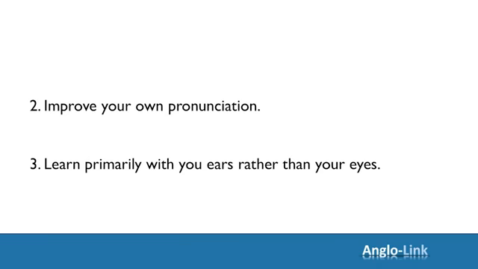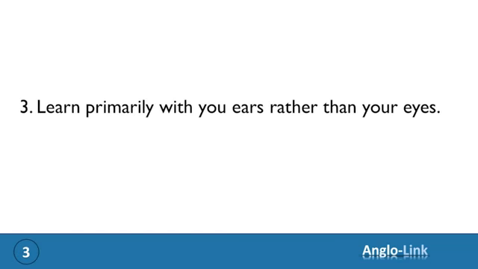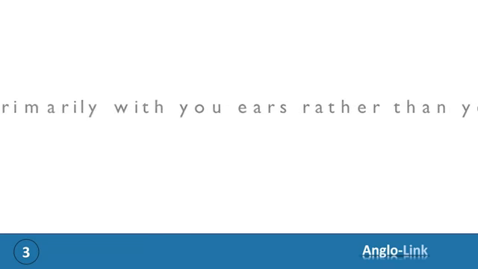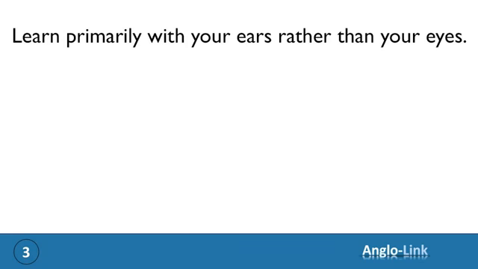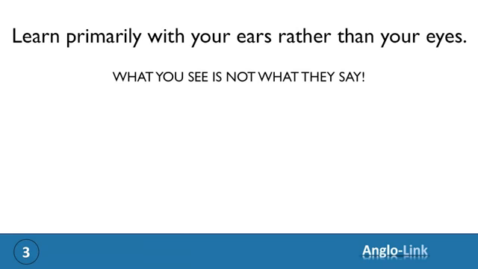And finally, the third key to improving your listening comprehension. Learn primarily with your ears rather than your eyes. Now you have a better understanding of why native speakers are not always easy to understand, especially if you have learned your English out of a book. It's for the simple reason that what you see is not what they say. Therefore, the best way to learn new words and expressions is by first hearing them, then saying them, then writing them.